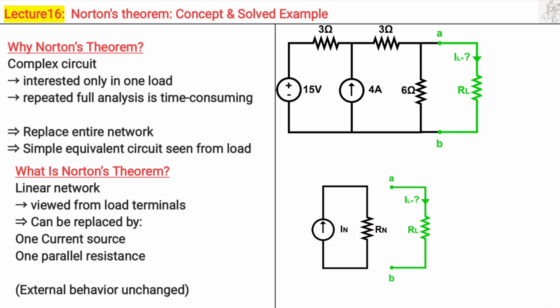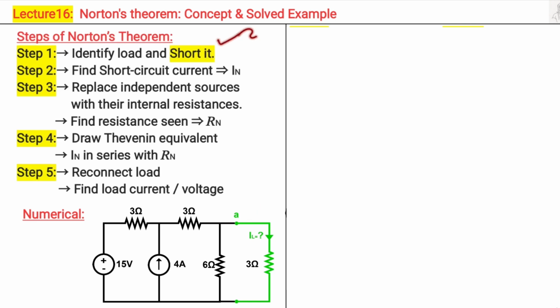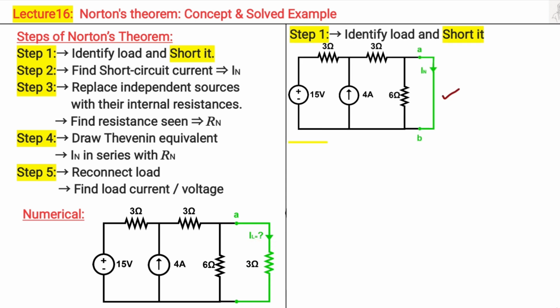So let's understand Norton's theorem by solving this numerical using Norton's. These are all the steps involved in the solution of this numerical using Norton's theorem. Let's move on to step 1. Step 1 is to identify the load and short it. This 3 ohm resistance is the load, so we will replace it with a short. So this can be represented like this.